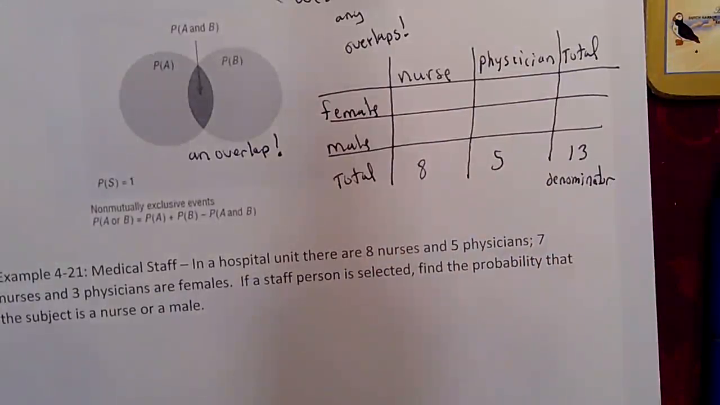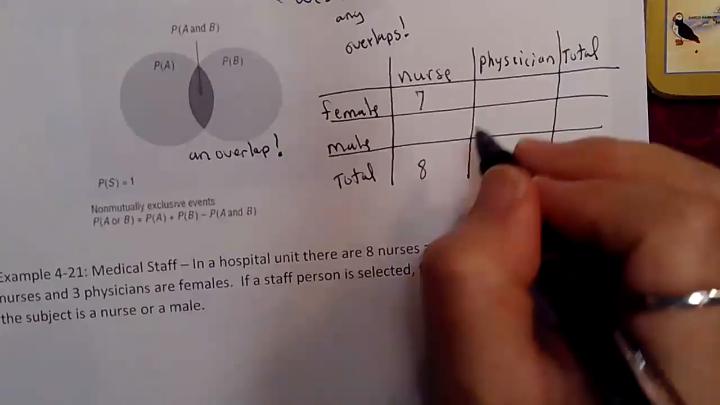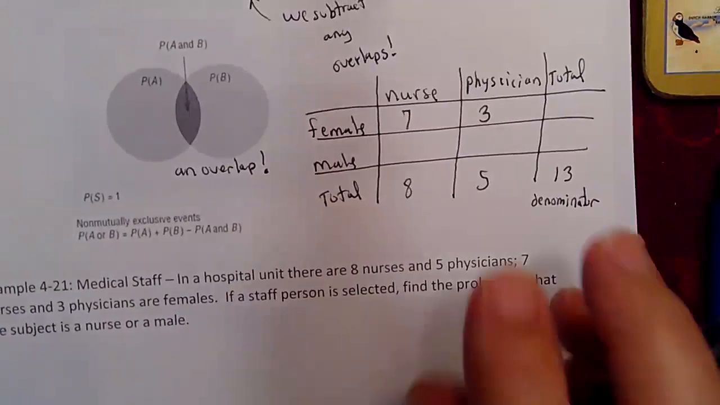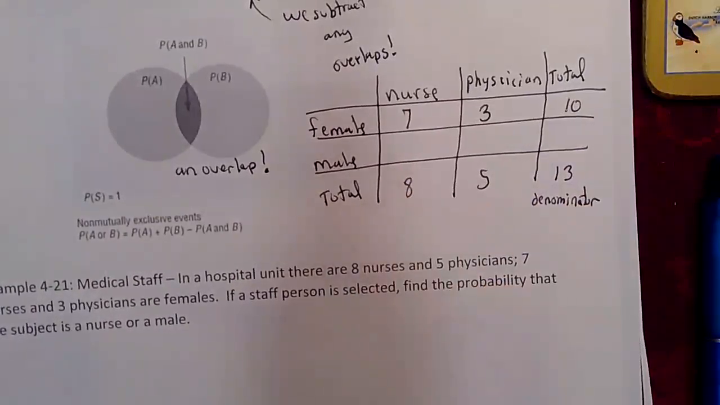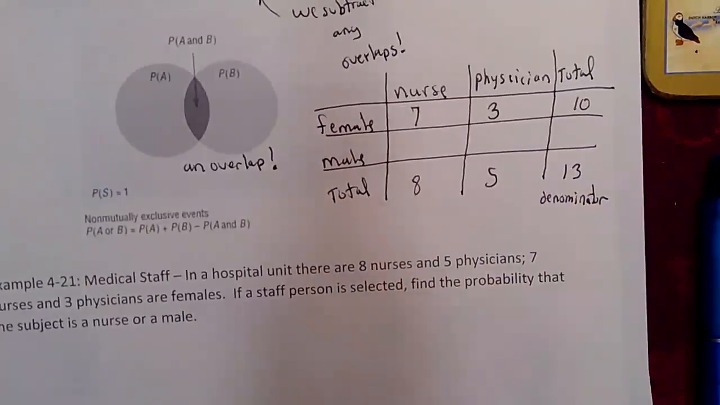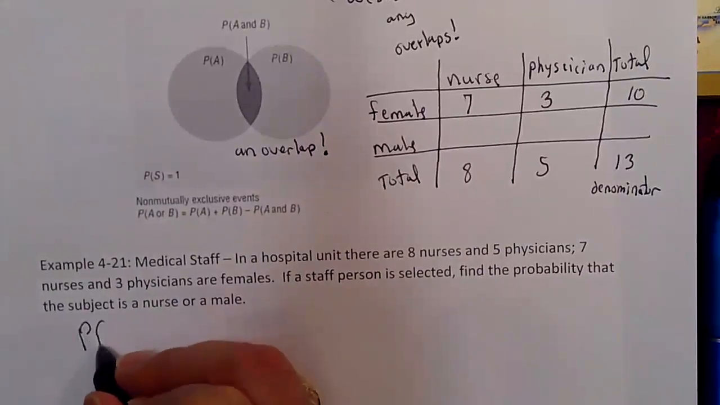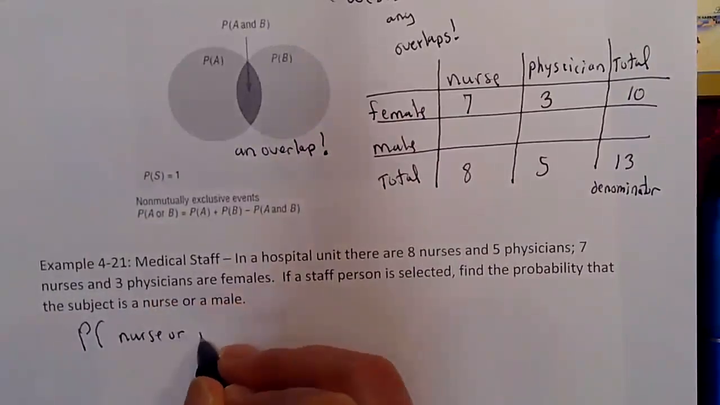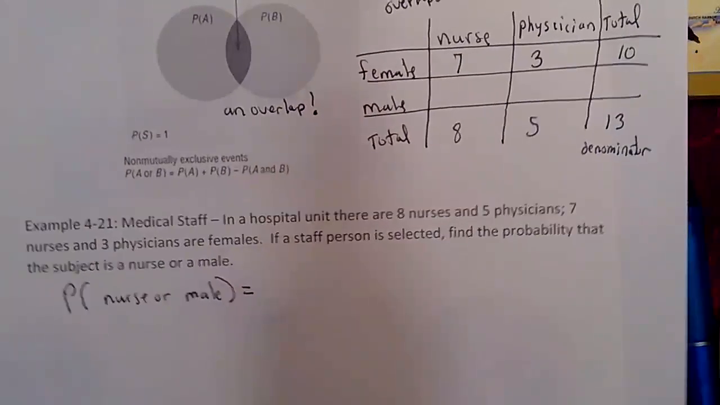7 nurses and 3 physicians are females. So if you go to the females, 7 nurses and 3 physicians are females. Okay. So here, 7 and 3 gives us a total of 10. And that's all they tell us as far as the numbers. And then they go on to say that if a staff is randomly selected, find the probability that the subject is a nurse or a male. And you see this uses the or.